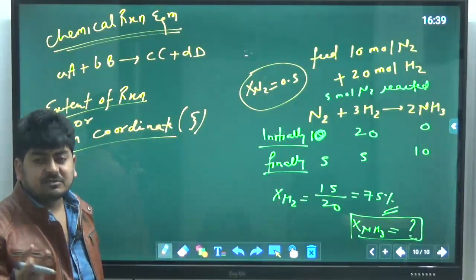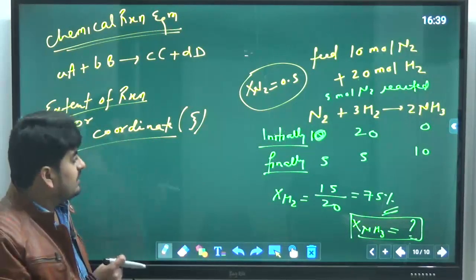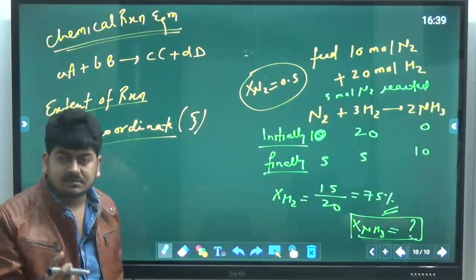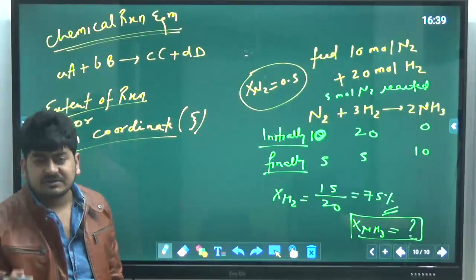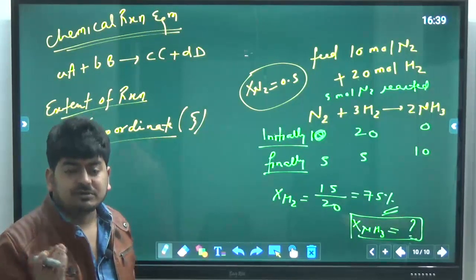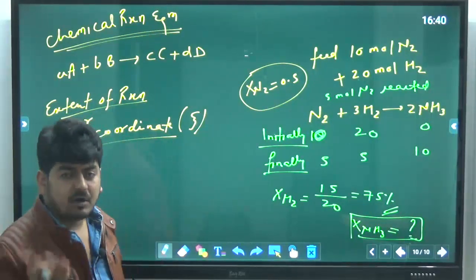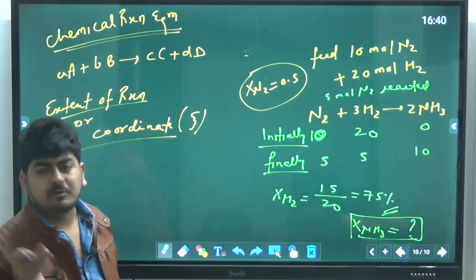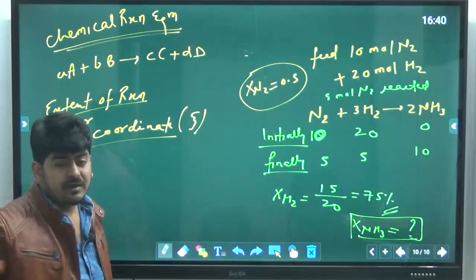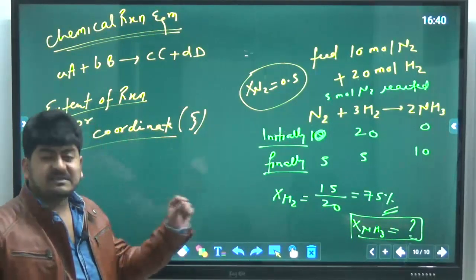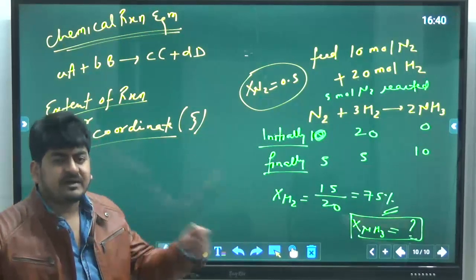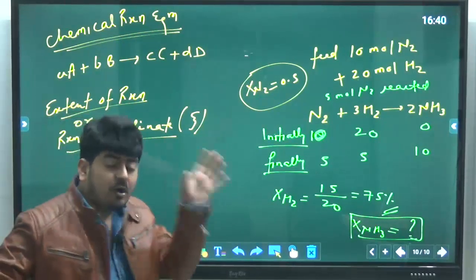So if I want to calculate the extent of reaction based on nitrogen, it is something, based on hydrogen, it is something else, and based on ammonia, I can't, by using conversion only. So that's why I need some other parameter which I can use anywhere, on the reactant side as well as on the product side. Because if I am talking about the extent of reaction, whatever is present in the reaction should help me to find out the location.